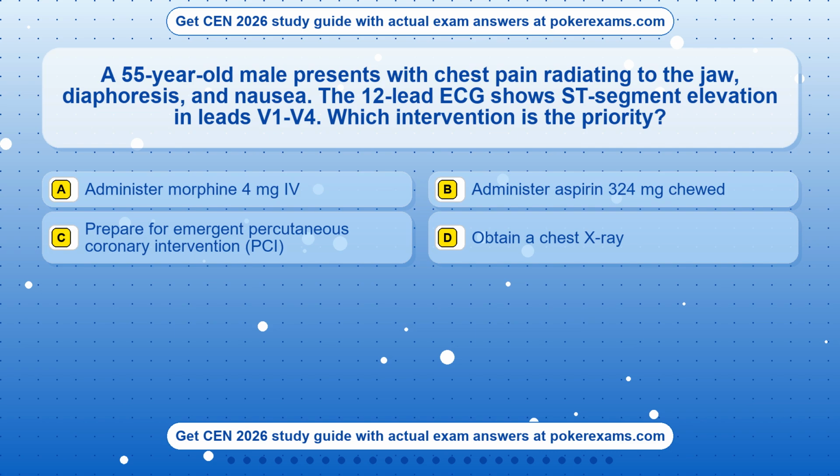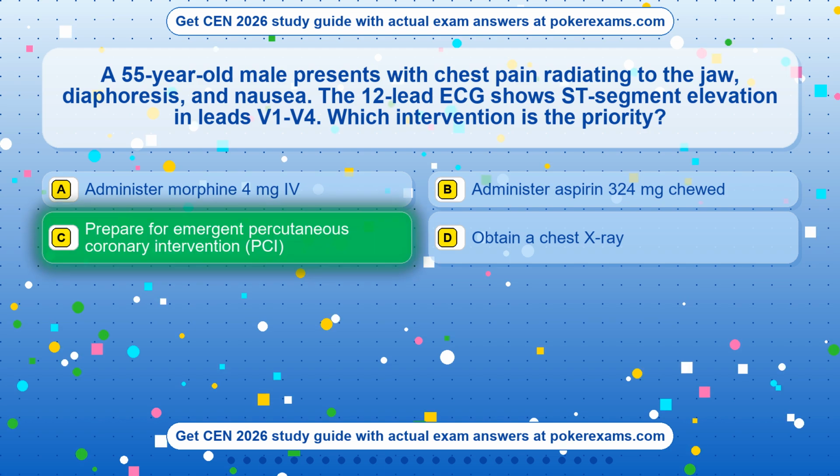Question 10. A 55-year-old male presents with chest pain radiating to the jaw, diaphoresis, and nausea. The 12-lead ECG shows ST segment elevation in leads V1 to V4. Which intervention is the priority? Option A, administer morphine 4 mg IV. Option B, administer aspirin 324 mg chewed. Option C, prepare for emergent percutaneous coronary intervention, PCI. Option D, obtain a chest X-ray.